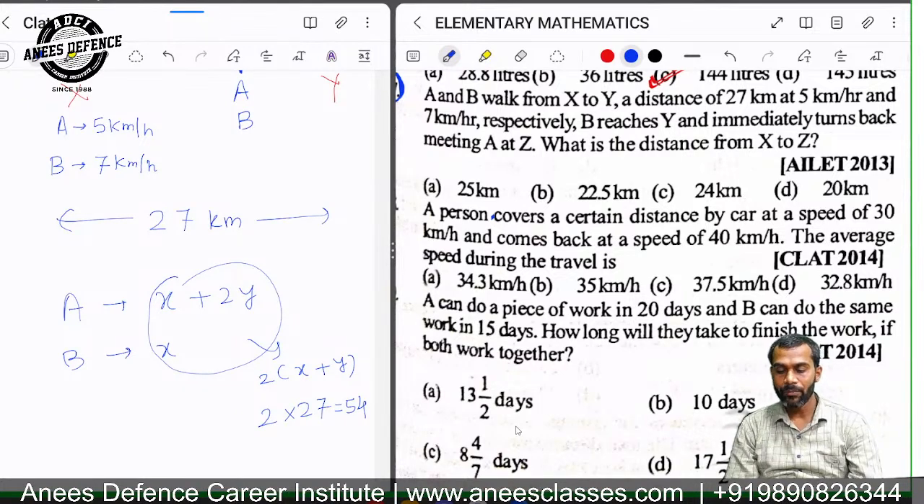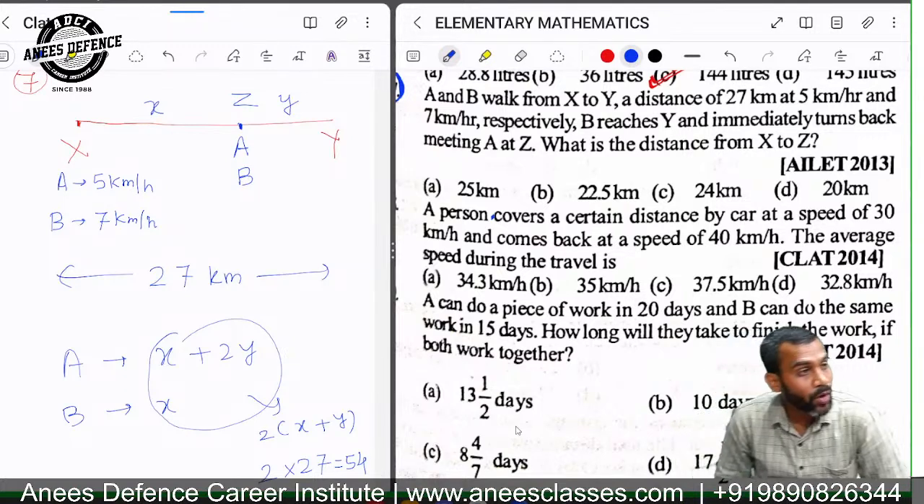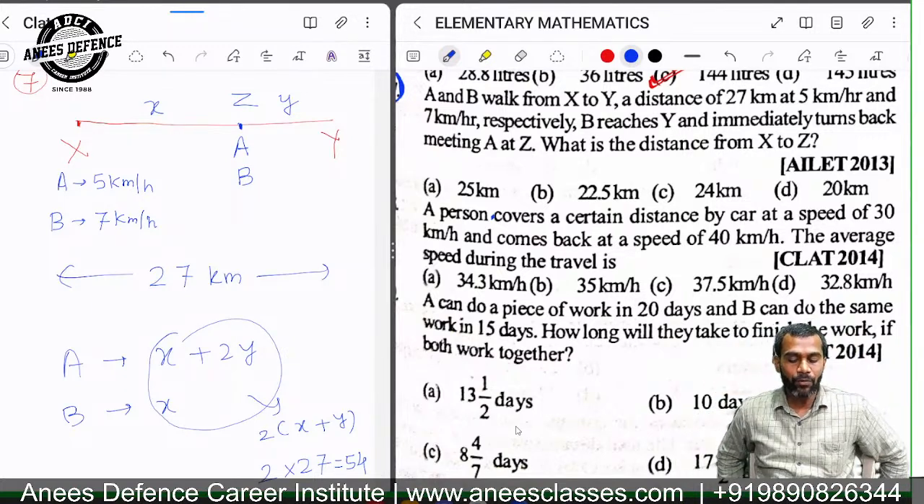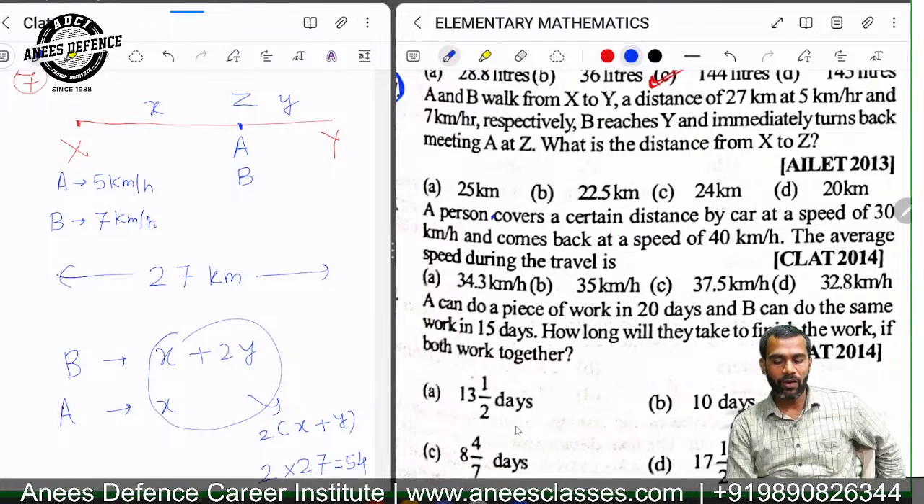2 into x plus y. Because if you add a and b, the distance covered by both, you need to add the distances covered by each of them respectively. So a covers x plus 2y kilometers and b covers x kilometers only. Or I said just the opposite, because the speed of b is more and a is less. So a will cover only x and b will cover x plus 2y. So the total distance would be 2 times x plus y. That is 2 into 27, that is 54 kilometers.